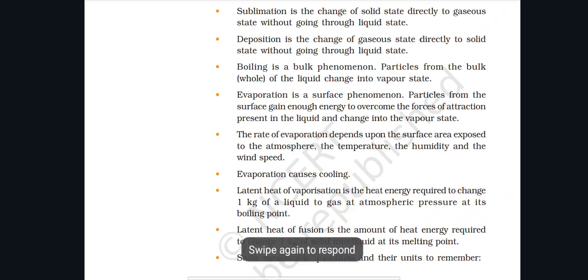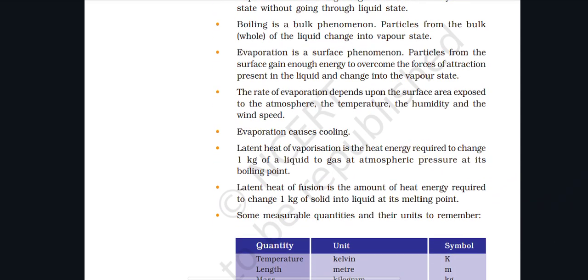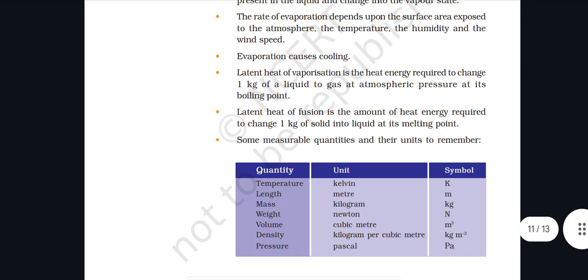Boiling is a bulk phenomenon. Particles from the bulk of the liquid change into vapor state. Evaporation is a surface phenomenon. Particles from the surface gain enough energy to overcome the force of attraction present in the liquid and change into the vapor state. The rate of evaporation depends upon the surface area exposed to the atmosphere.